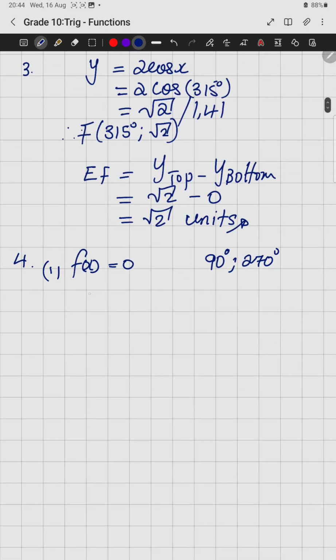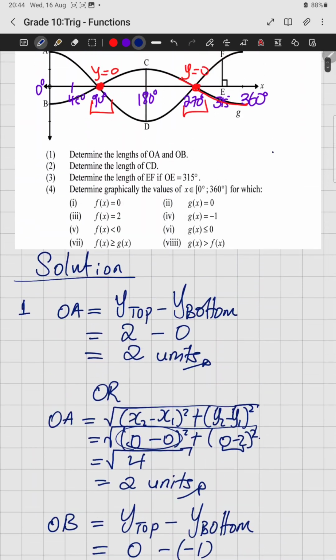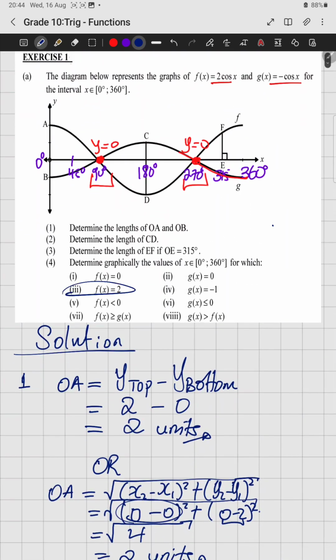And then the second one, we say when g of x is equal to 0, that's between 90 and 270 degrees. Now we go to the third one, when f of x is equal to 2.